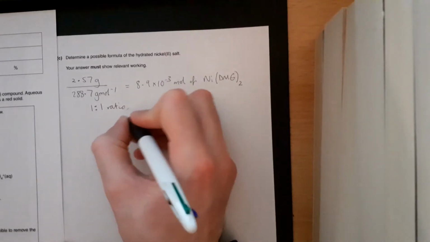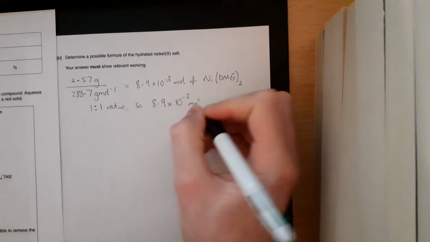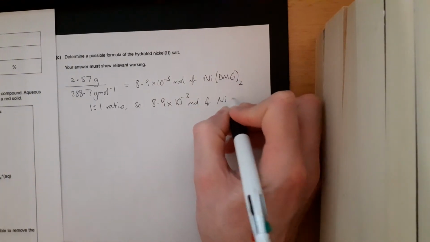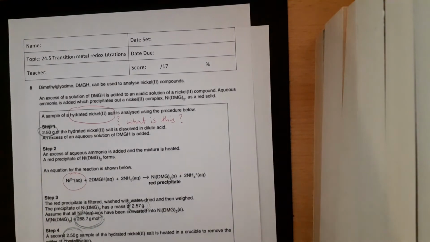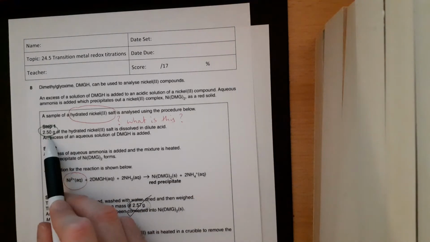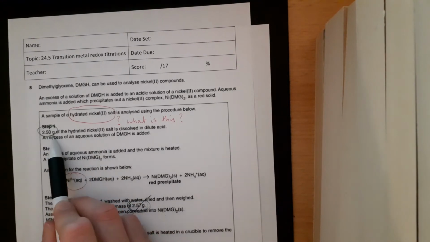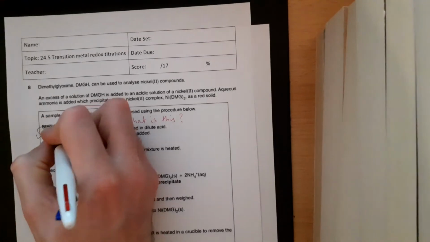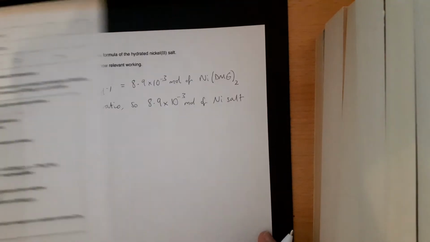So it's a 1-to-1 ratio. So there's 8.9 times 10 to the minus 3 moles of the nickel salt that we're interested in. Okay. Right. Let's go back here. We've used that number, and we've used that number. So we now know this, and we know that there were 2.5 grams of this nickel salt to start with. So now if we know that mass and the moles, we can work out what the molar mass is, can't we?